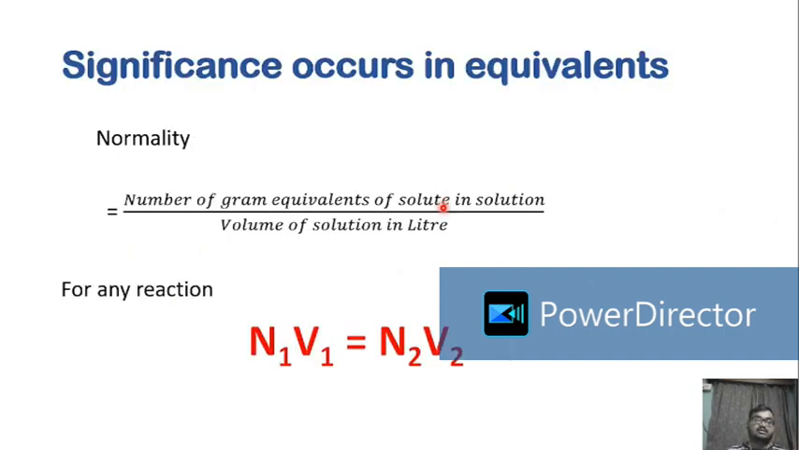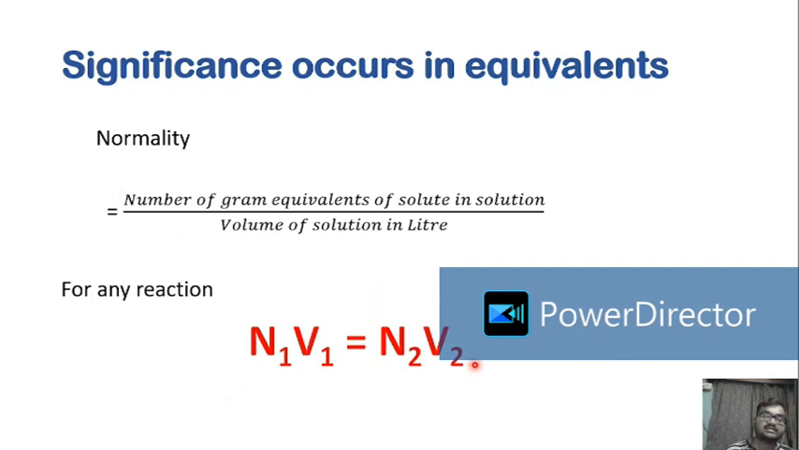Now, as I said, this equivalent concept was invented. So why was it invented? We will see there is a thing called normality. Normality is the number of gram equivalents, which is the number of equivalents of solute in the solution, divided by the volume of solution in liters. And gram equivalent is again the same thing as gram molecular mass, given in gram per equivalent. Like gram molecular mass was gram per mole, which is the mass of 1 mole of that thing, gram equivalent is gram per equivalent, which is the mass in grams of one equivalent of that thing.